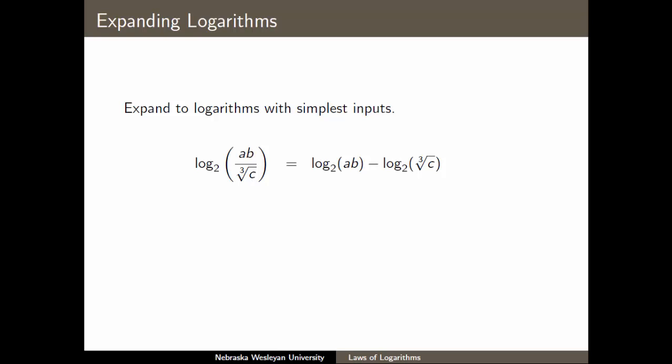If I look at just the first one, I have the log of a times b, so I can apply the multiplication law and write that as the log of a plus the log of b. And then the cube root, I have to remind myself that cube root of c is the same as c to the 1/3 power, and I can use the logarithm law about exponents to say that the 1/3 power should come out in front of the logarithm, so that the log of cube root of c becomes 1/3 times the log of c. Now each of these logarithms is as simple as they can be, and so we can't expand any further.